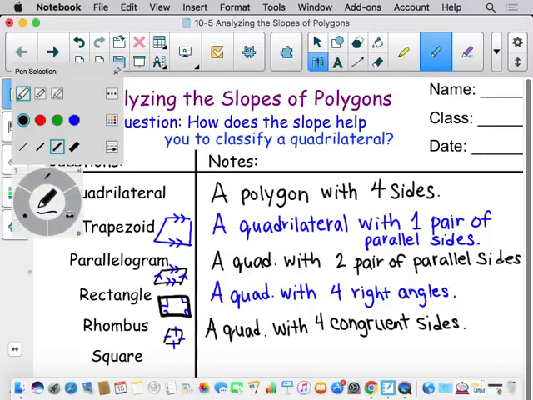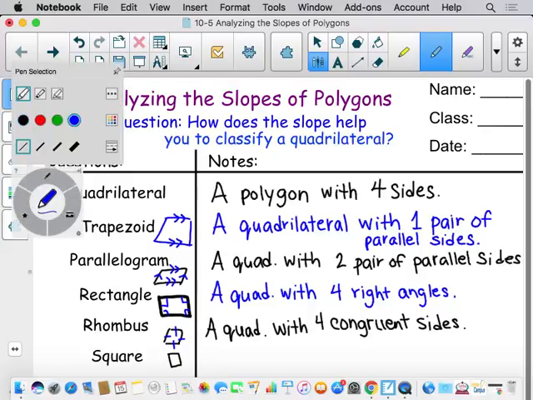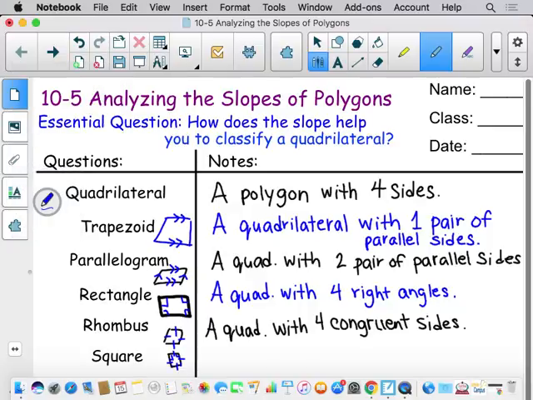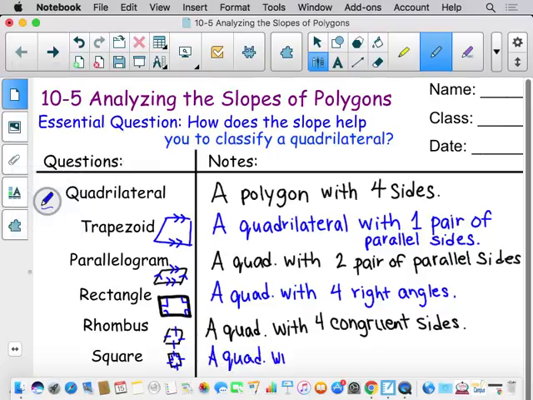And then my last one is a square, and a square has four right angles and four congruent sides. So it's got the four congruent sides, but it also has the little squares for the right angles. My drawing is getting a little bit too small. So, a quadrilateral with four congruent sides and four right angles.